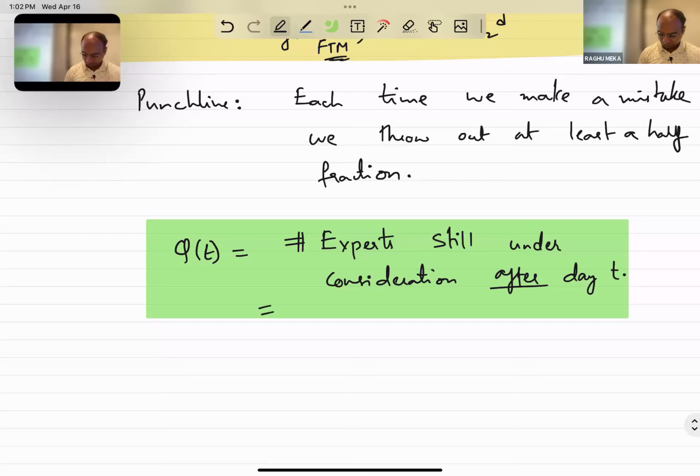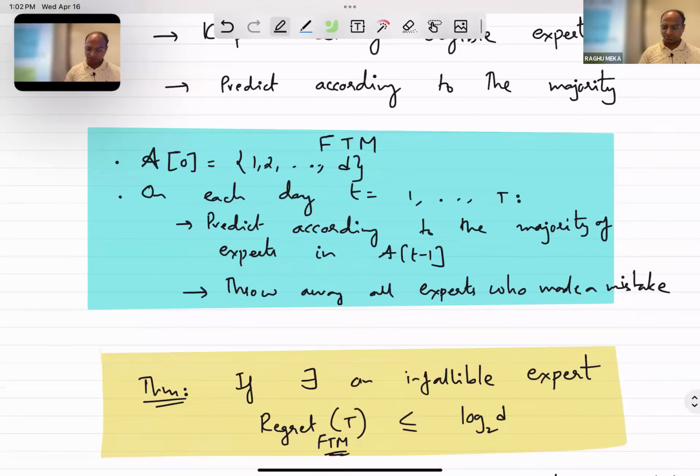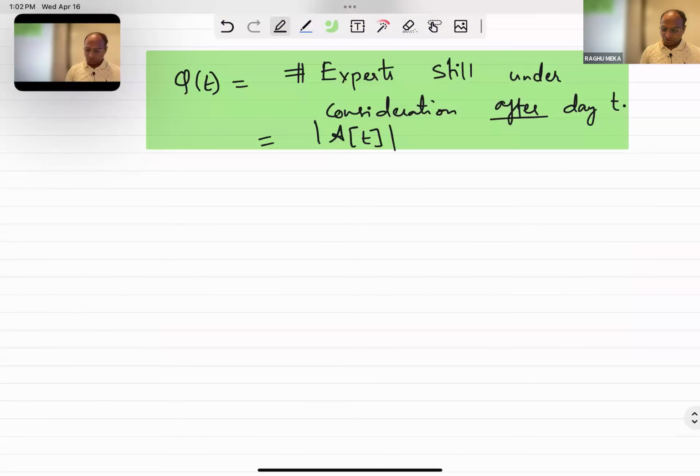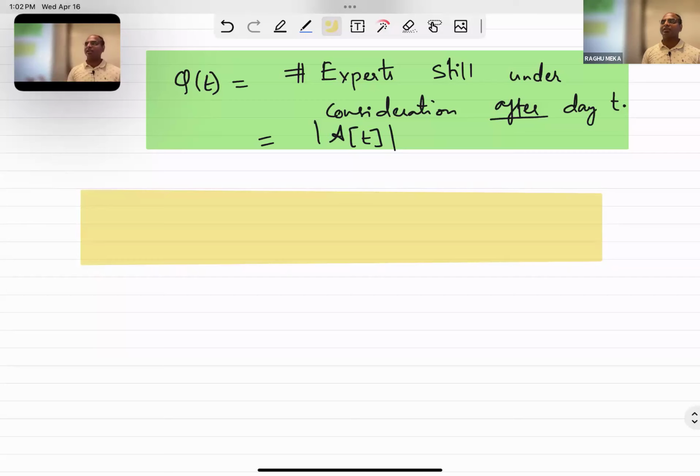Okay, so in other words, this is just the size of A of t, the set of eligible experts that we were defining. Okay. So the analysis, whatever we said: we never throw out the infallible expert, but every time you make a mistake, you drop at least half. Let me just write it in this language. The first property we know is that phi of 0 is D. Every expert is initially eligible.